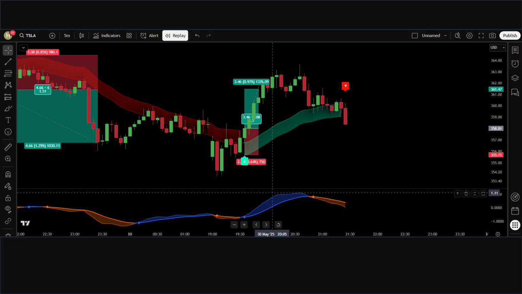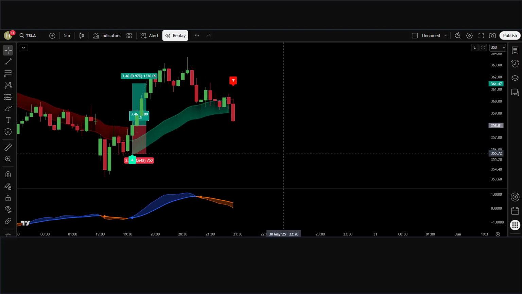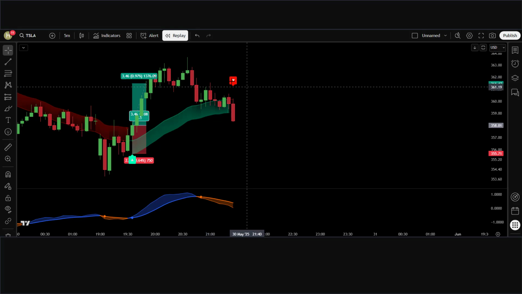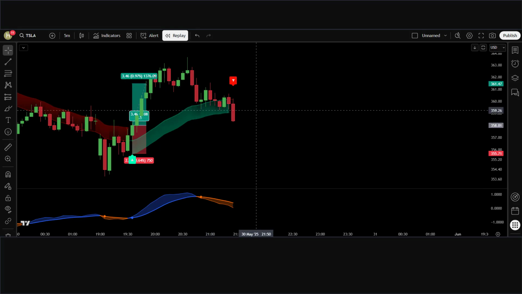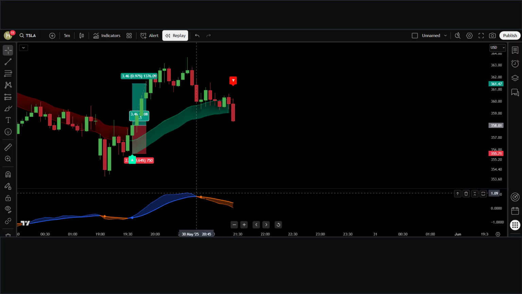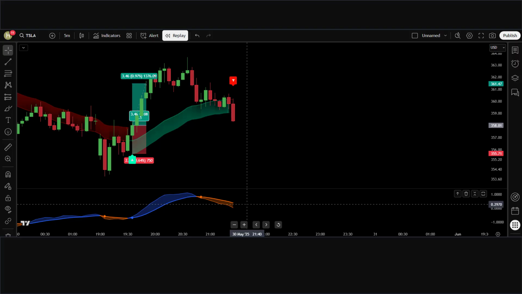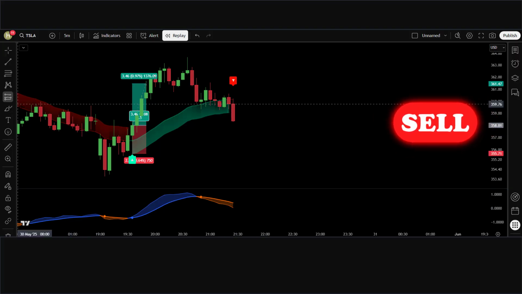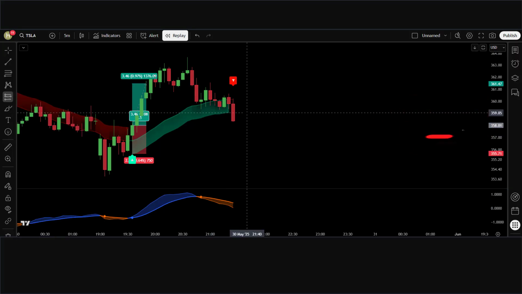We have got the signal. Here the zero lag trend signal indicator gives a sell signal. The market has made a bearish candle to give confirmation. The MACD support and resistance indicator is creating a MACD bearish crossover. So all our conditions are being fulfilled, so we are placing an order to sell.